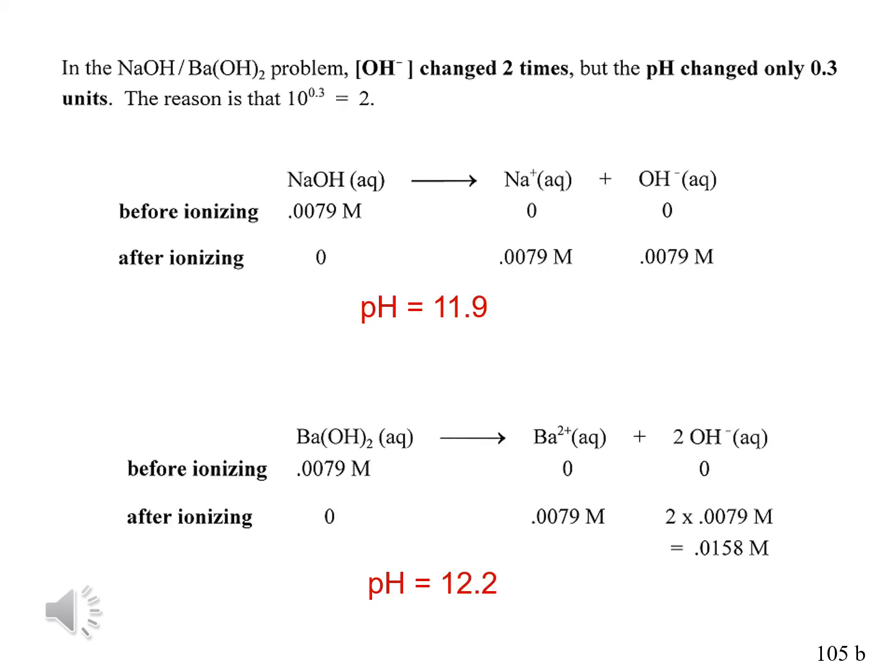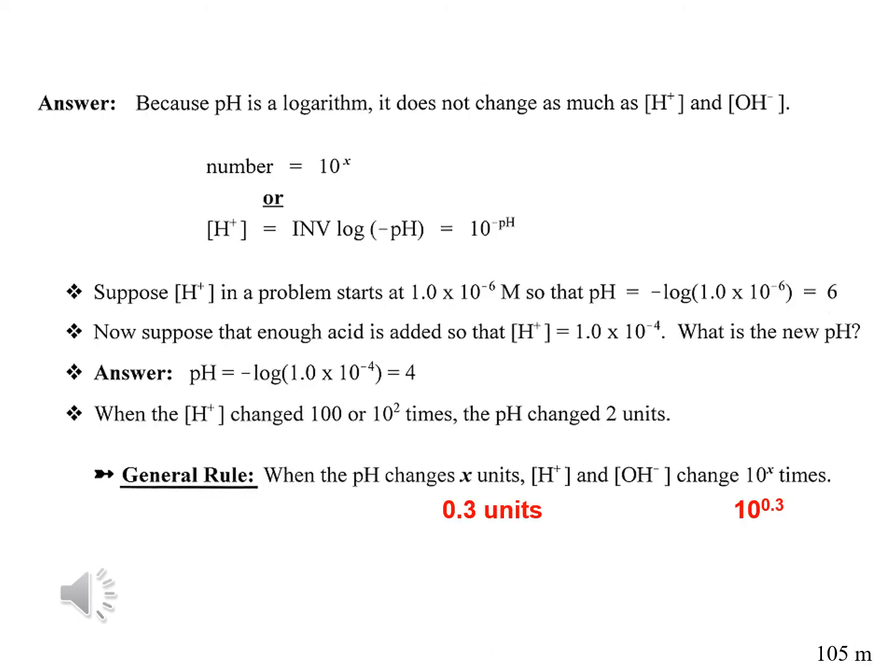I want to show you that this even works for decimals. When we did the 2 problems with sodium and barium hydroxide, sodium gave a pH of 11.9. Barium hydroxide went up, but not much. So I want to ask, how many pH units first did this change? If you subtract the numbers, you find out that the pH went up by 0.3 unit. If you put that into the rule, when the pH changes 0.3 units, how much do you expect the H plus or OH to change? You expect it to change 10 to the 0.3 power times.